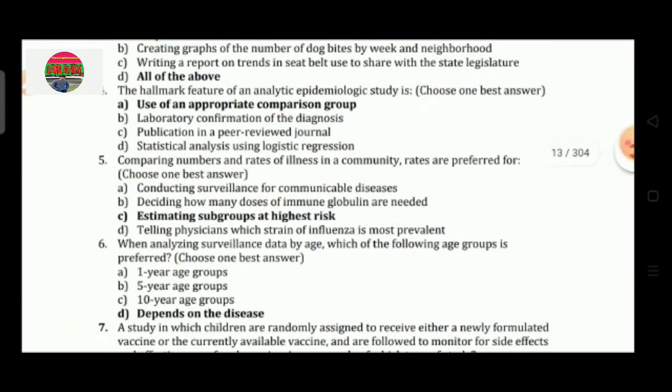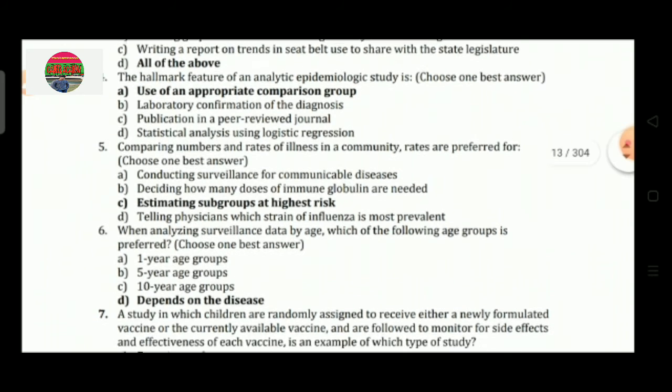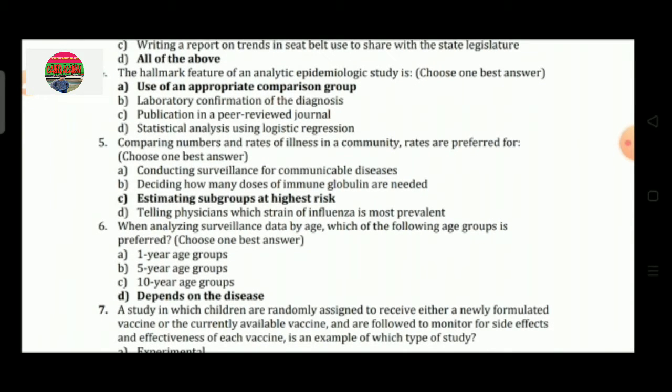Question number 5 is, comparing numbers and rates of illness in a community, rates are preferred for: option A is conducting surveillance for communicable diseases. Option B is deciding how many doses of immune globulin are needed. Option C is estimating the subgroup at highest risk. Option D is telling physicians which strain of influenza is most prevalent. So the correct answer is option C, that is estimating the subgroup at highest risk.